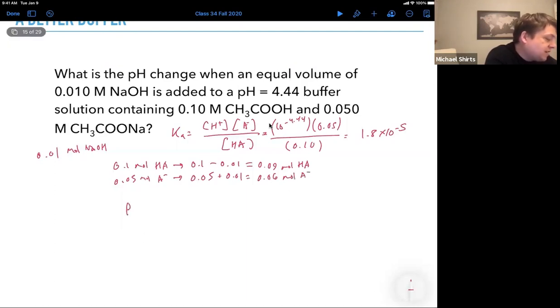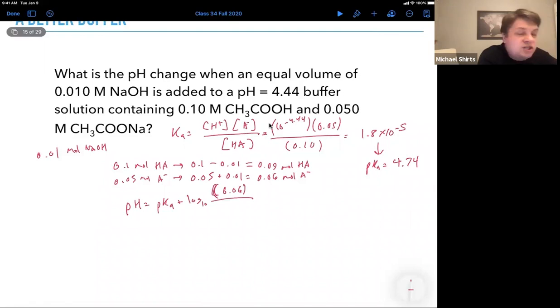Okay, great. So now we can just say that the new pH is going to be the pKa. So if this is the Ka, then the pKa is 4.74, just by taking minus log 10. pKa plus log 10 of, now this is important, remember the directions. The conjugate base goes on top and the acid goes on the bottom.